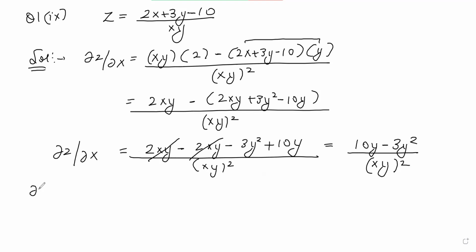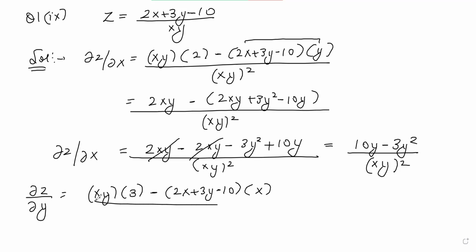And if I find out del Z by del Y, its denominator into the derivative of the numerator is 2. Let me correct myself, guys. I went wrong here. Denominator is xy. The derivative of the numerator with respect to y is 3, minus the numerator, which is 2x plus 3y minus 10, times the derivative of the denominator with respect to y, which is x, over denominator square.